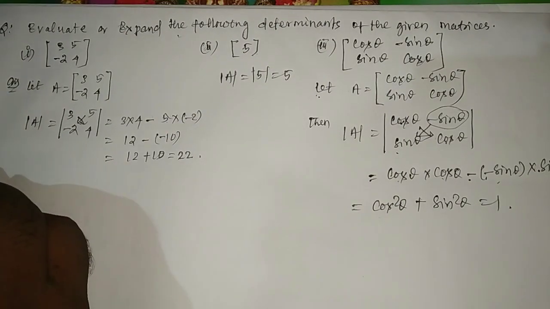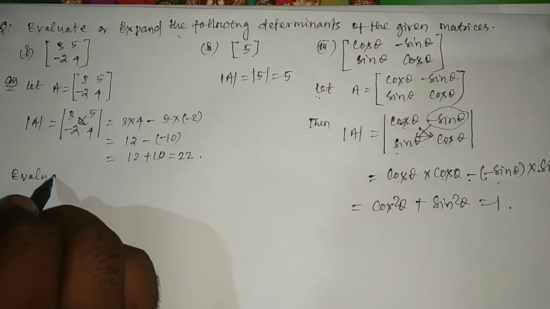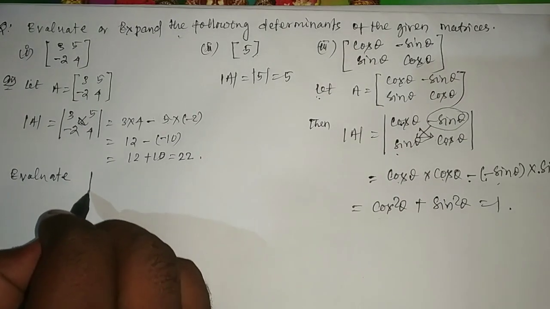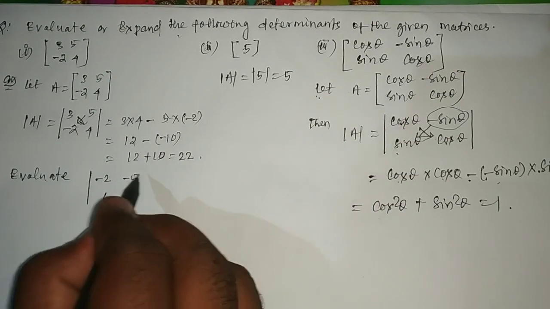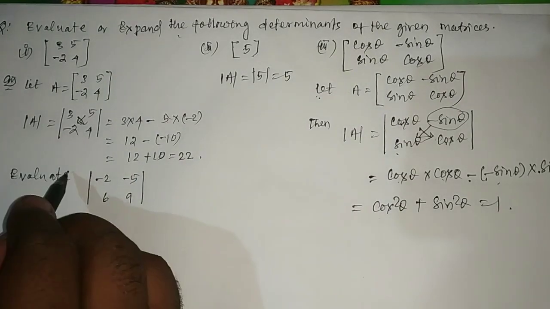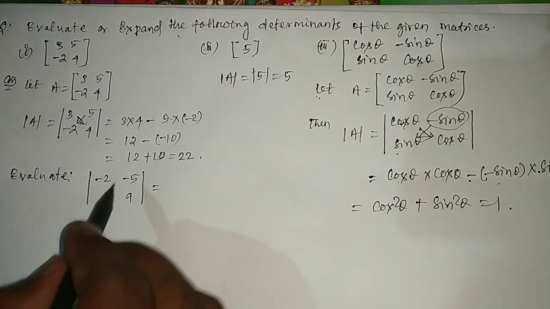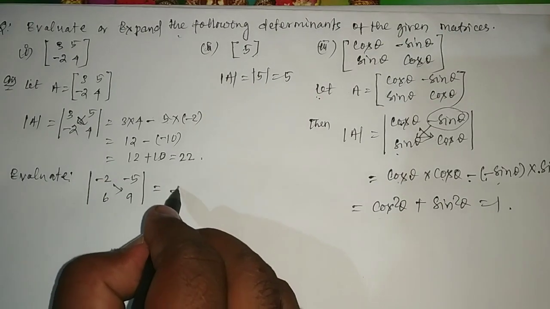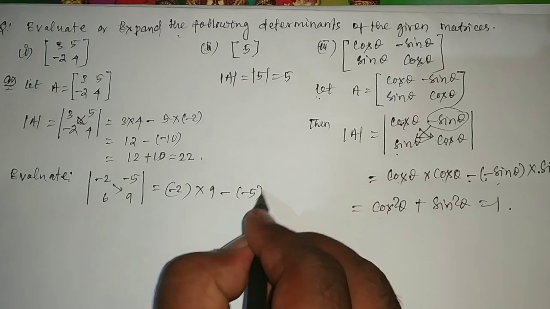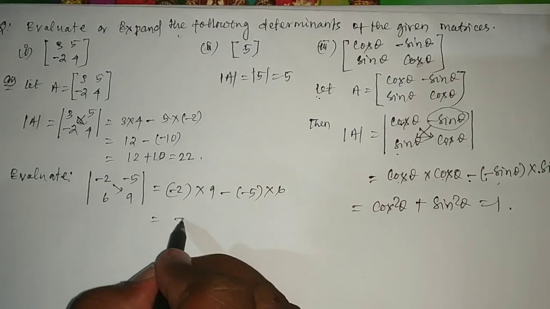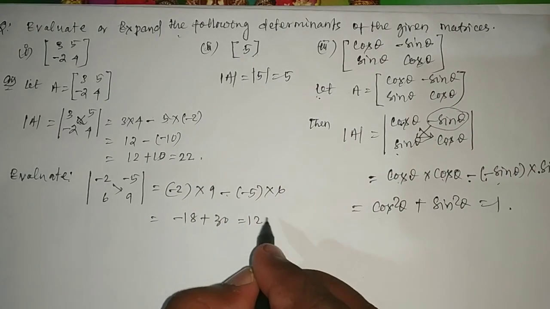Next, question 2. Expand or evaluate the determinant minus 2, minus 5, 6, 9. Look here, a direct determinant is given here, so you can calculate it directly by cross multiplication as minus 2 into 9 minus 5 into 6, which is equal to minus 18, minus minus plus 30, which is equal to 12.